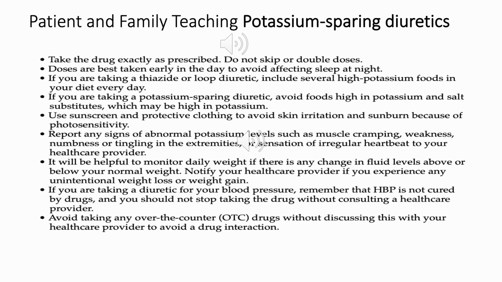If you are taking a potassium-sparing diuretic, avoid foods high in potassium and salt substitutes, which may be high in potassium. Use sunscreen and protective clothing to avoid skin irritation and sunburn because of photosensitivity. Report any signs of abnormal potassium levels such as muscle cramping, weakness, numbness or tingling in the extremities, or sensation of irregular heartbeat to your healthcare provider.